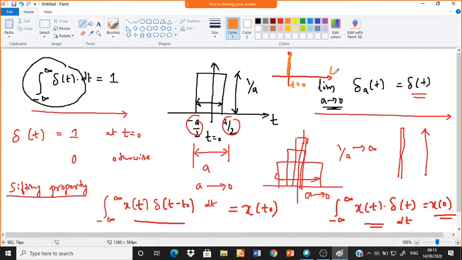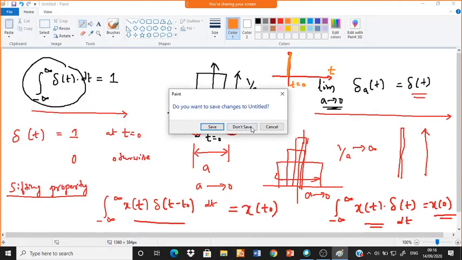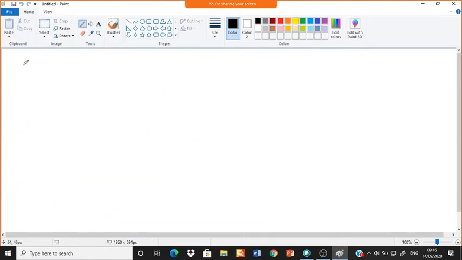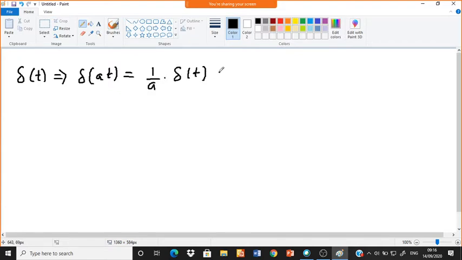So this is the impulse function in the time domain. And one more important property, the scaling property of the impulse, that is del of t. If you define it as del of at, then the resultant will be 1 over a into del of t. This is the actual scaling property of the impulse function.